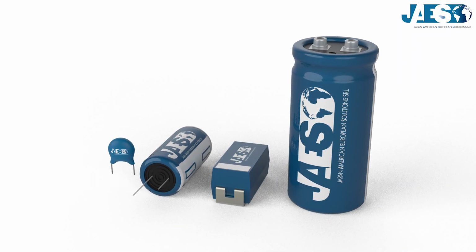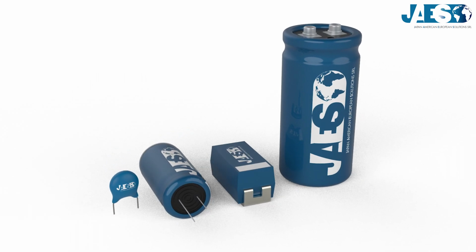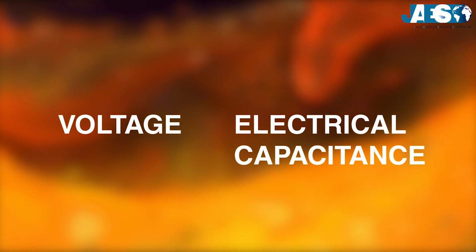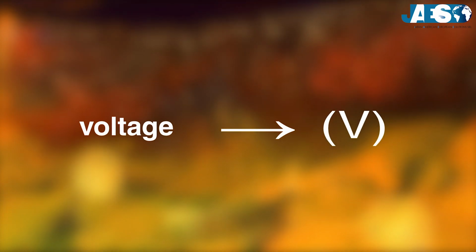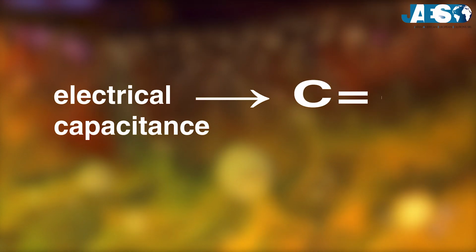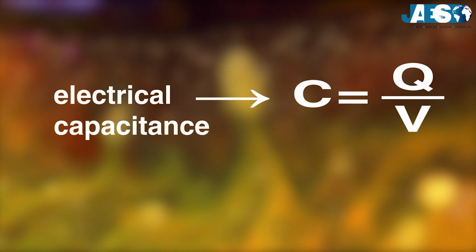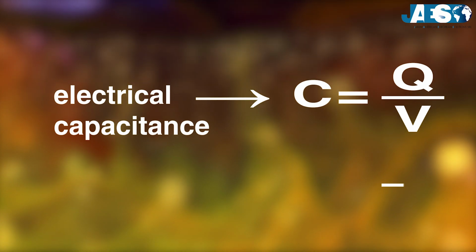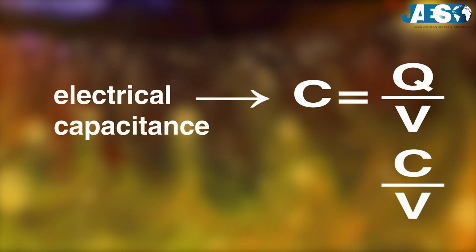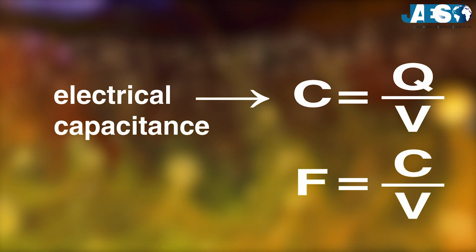There are several types of capacitors, and each type has two fundamental data to be identified: the voltage and the electrical capacitance. The voltage, or rather the electrical potential difference, is measured in volt with the symbol V. It indicates the maximum value the capacitor can bear. The electrical capacitance instead is indicated with the letter C, and its value is the ratio between the charge Q and the potential V. In the system of units, it is the ratio coulomb/volt called Farad with symbol F.